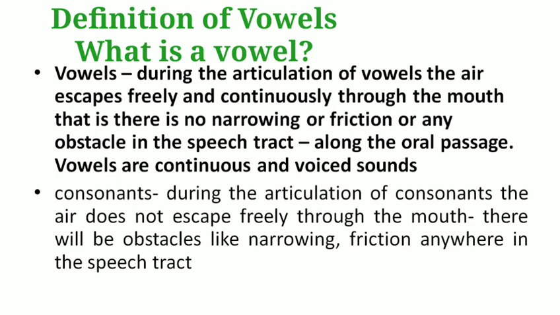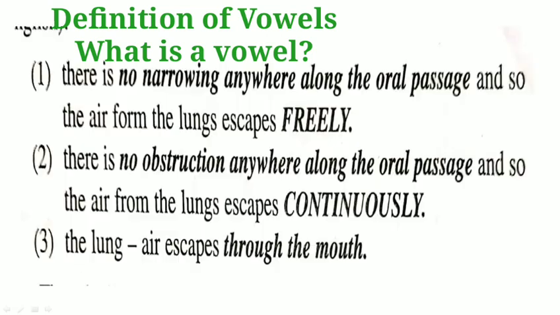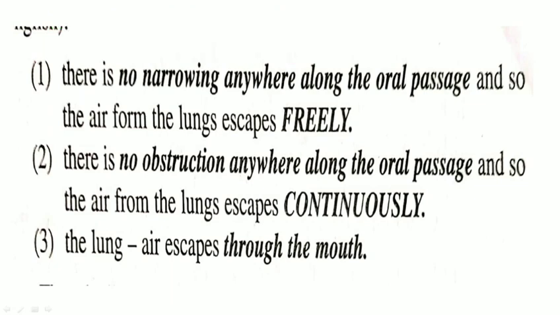During the articulation of consonants, the air does not escape freely through the mouth. That means there will be some kind of obstacle, narrowing, or friction somewhere in the speech tract. In the case of vowels, there is no narrowing anywhere along the oral passage, and so the air from the lungs escapes freely and continuously through the mouth. So these are the 3 steps connected with the definition of vowels.